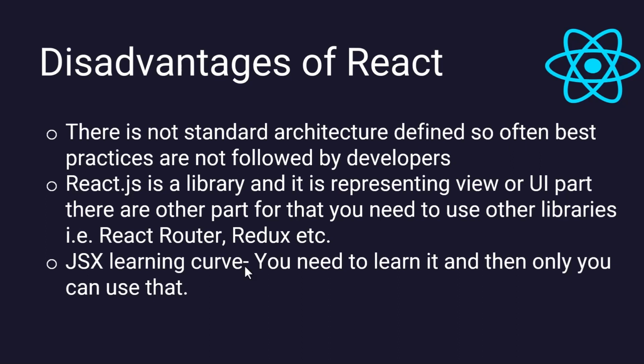If you see another framework like Angular, you have a standard way of calling your API, while here you can use anything, right? So sometimes it happens that developers become lazy and do not follow the best practices. Another big disadvantage is that React.js is a library, and it's only representing the view or UI part. There are other parts of applications like routing and that mechanism. For all this, you need third-party libraries like React Router or Redux, or if you want to call an API, then you need to use the inbuilt fetch API, or you can use Axios for that.